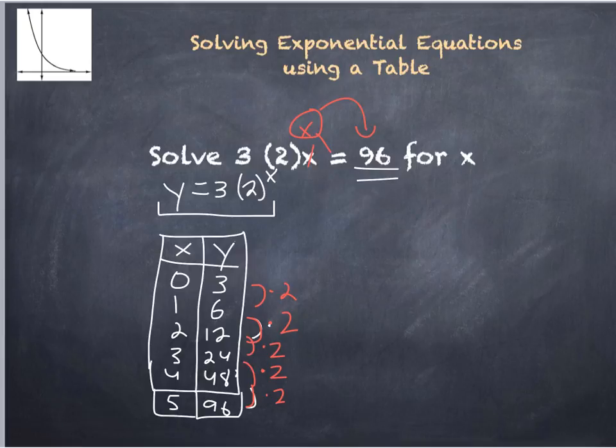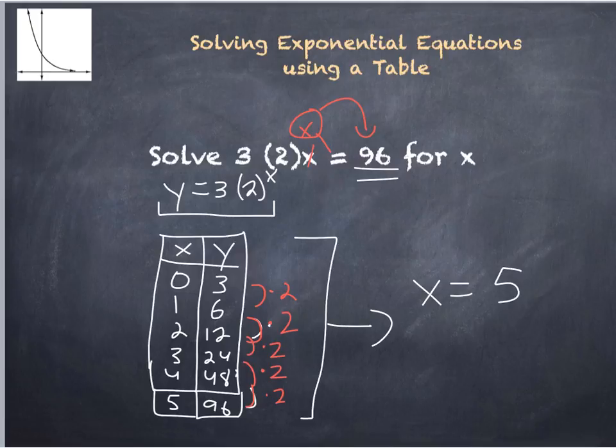So this is the easiest way to solve these type of problems, is just to create a table and realize what your starting point is, realize what your multiplier is, and then do what you've already been doing in the last couple chapters. So what's the x value? What's our answer? Well, the answer would be x equals 5. At x equals 5, our answer would be 96.